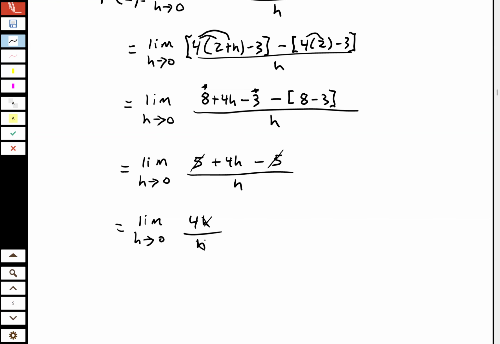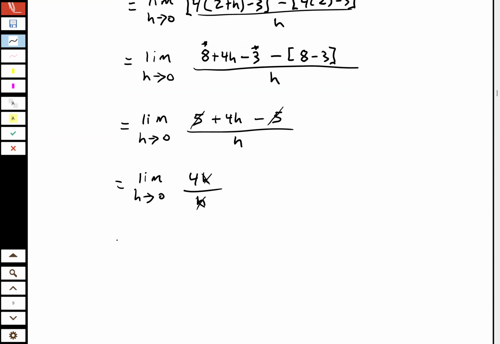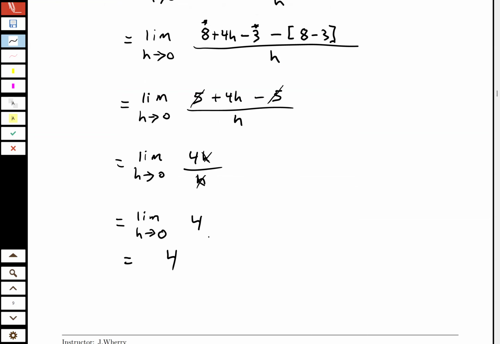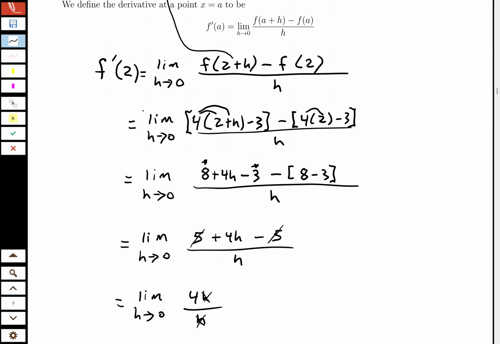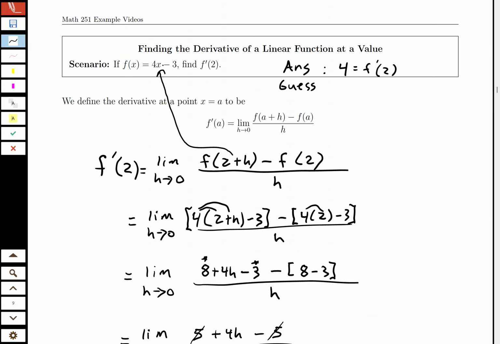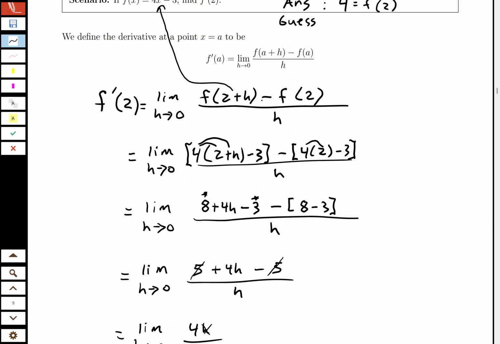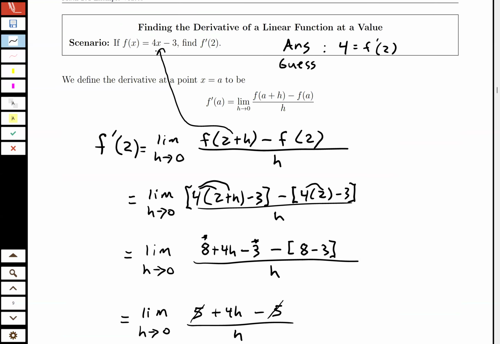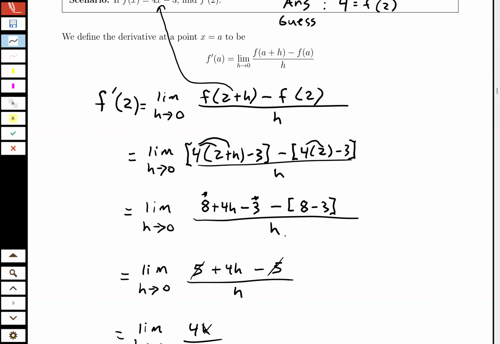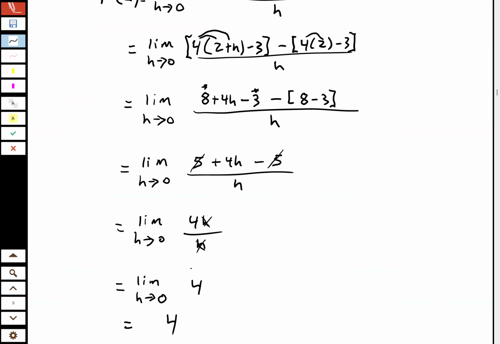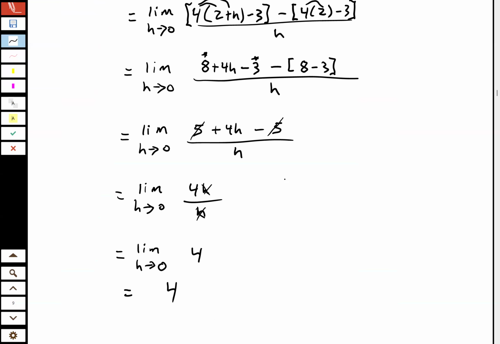My h's cancel, and I'm left with the limit as h goes to 0 of 4, which is just the number 4, since it doesn't have an h anymore. So the derivative at 2 for this function f of x is just a slope. It's that value 4. So by plugging in 2 plus h and 2 into this original equation, simplifying, dividing everything by h, and finding the limit will give me the derivative at a point. Let's check out some more of these together.